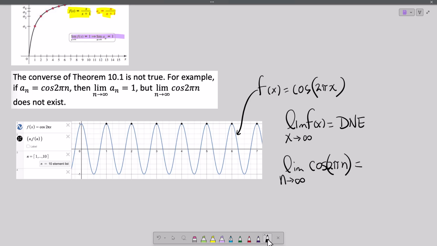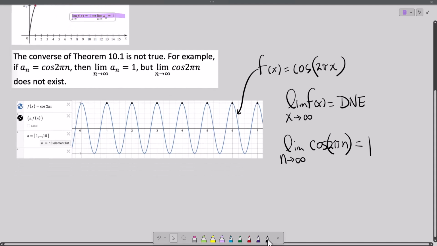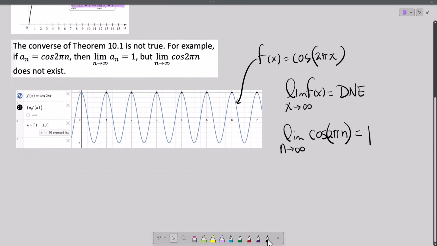Right? So if we do n equals 1, cosine of 2 pi, 1. If we plug in n equals 2, then we have cosine of 4 pi. We've gone around the unit circle twice. 1. Cosine is the x-coordinate. So this is really just the sequence 1, 1, 1, 1, 1, 1, 1, 1. It's a constant sequence that converges to itself. So it converges to 1.